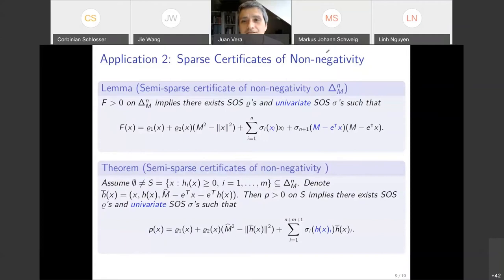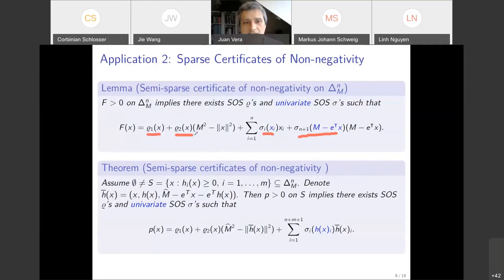So I have this SOS here, and I have this SOS here. These SOS are univariate, so in that sense, my certificate is sparse. I still use these M plus one SOS, but they are univariate. So when I represent them as SDP matrices, they're going to be very small SDP matrices. They are just going to be D plus one by D plus one, where D is the degree. And then I have two full SOSs, so these two are multivariate, the rho one and the rho two.